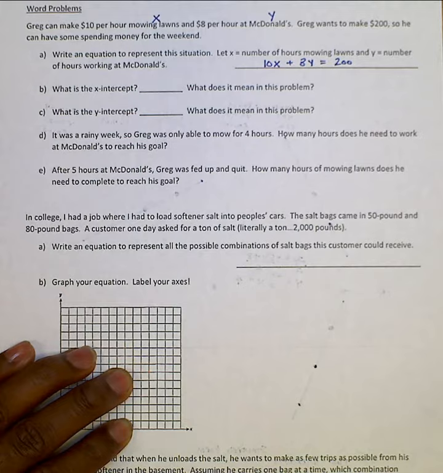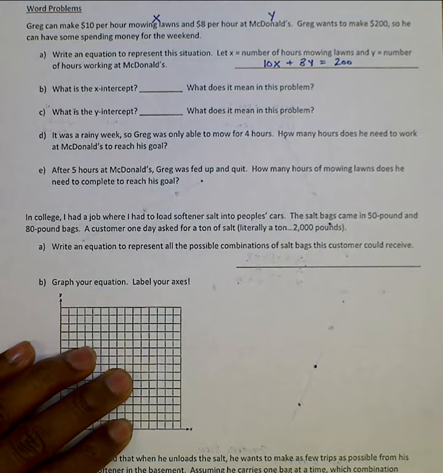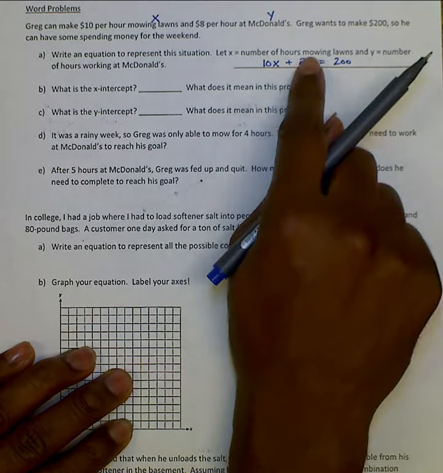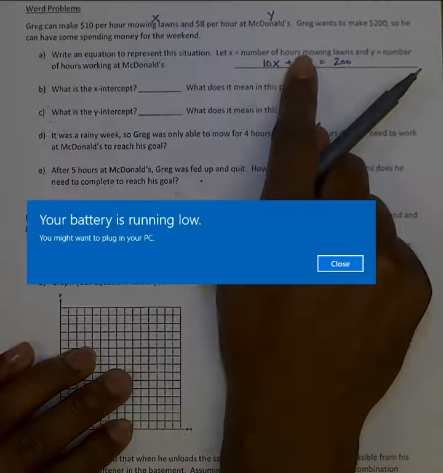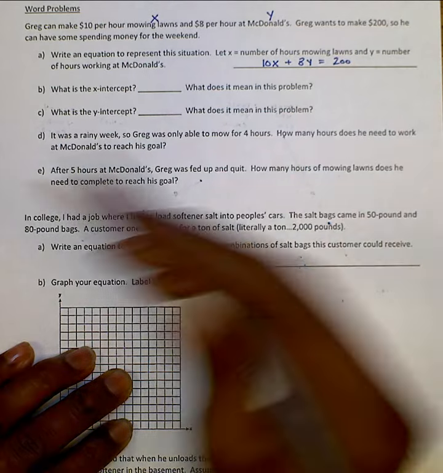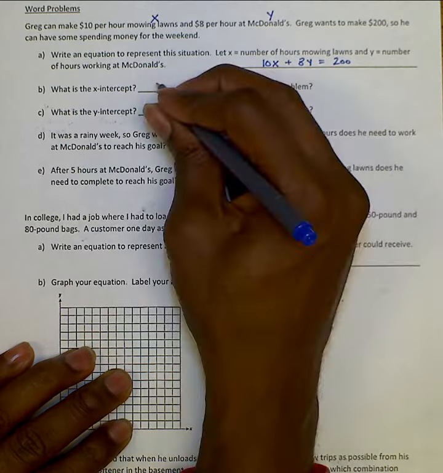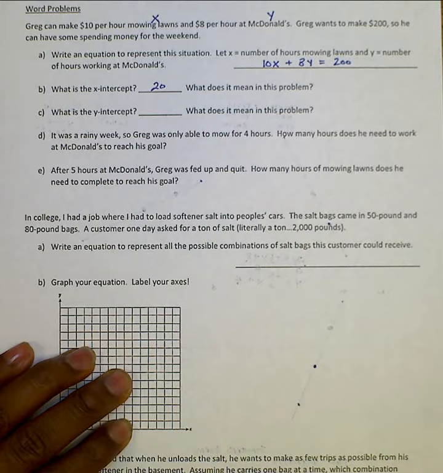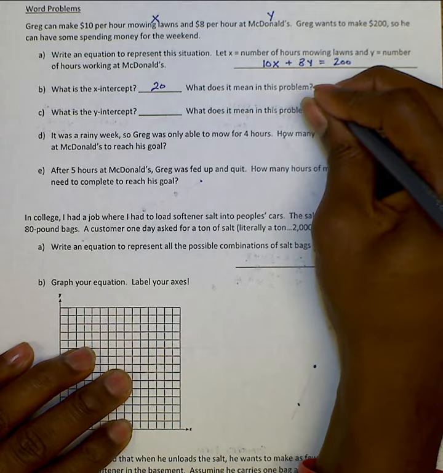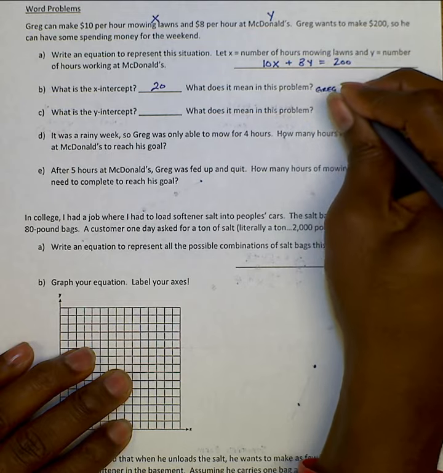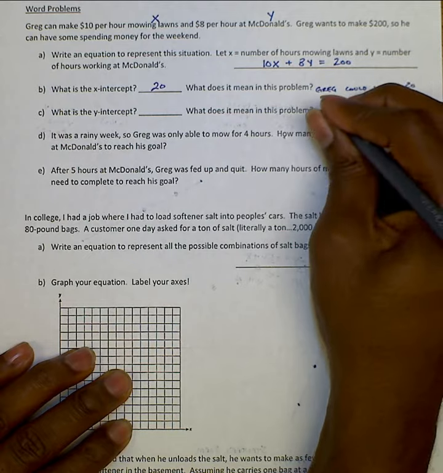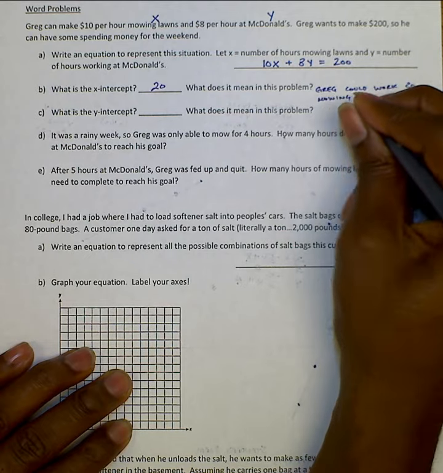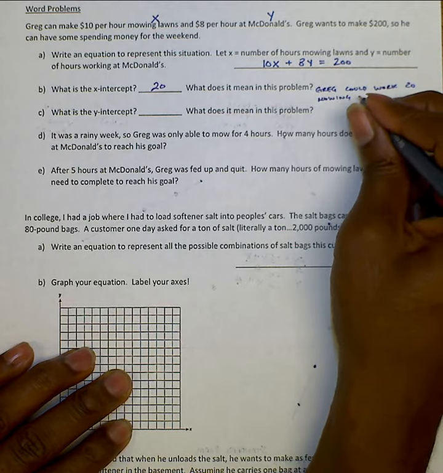Okay, so what is the x-intercept? Again, we can find the x-intercept by covering up y. We have 200 equals 10x, divide by 10 on both sides, and so x will equal 20. What does that mean in this problem? Greg could work 20 hours mowing lawns, or mowing 20 lawns, I guess, to get $200.